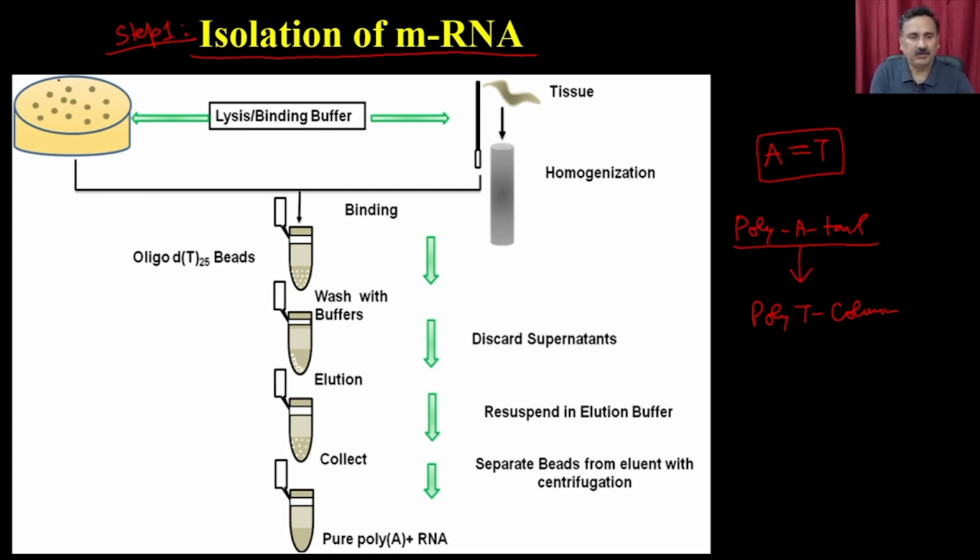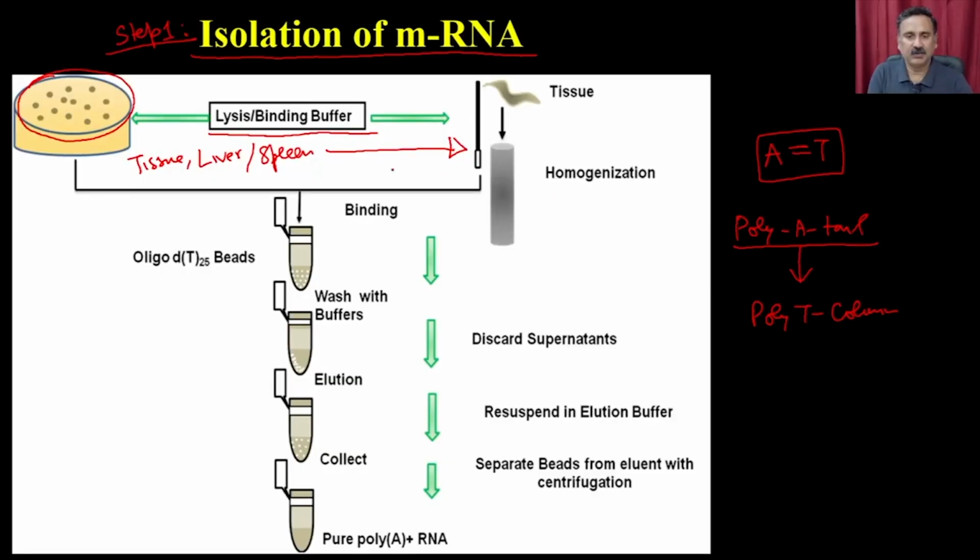So what you are going to do is first culture the cells, and then take those cultured cells, do the lysis and put them into the lysis buffer. If you are going to work with tissue, for example liver or spleen, then first you have to do homogenization, which breaks open the tissue into a single cell suspension, and the single cell suspension is then incubated with the lysis or binding buffer, and that is going to give you the lysed cells.